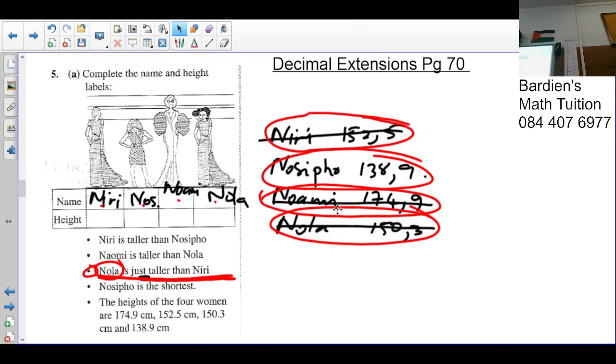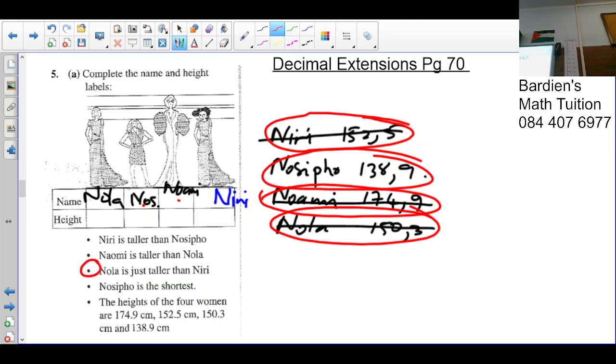Okay. So do you all agree Niri is on the right place? No. Okay. Is Nosipi on the right place? Yes. Naomi? Yes. Nola is not. Okay, so Nola belongs here. Right. Niri is here. Okay. Let's try again. Let's read. This is our contention, where we differ.